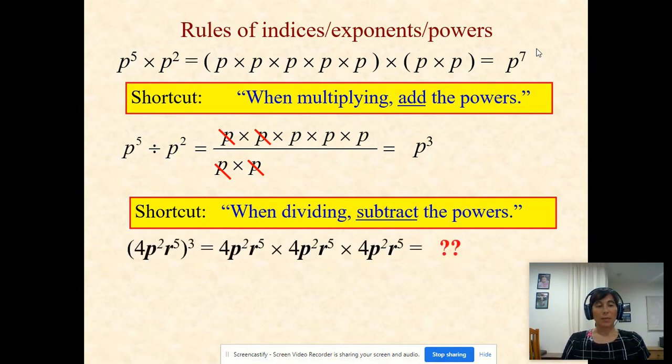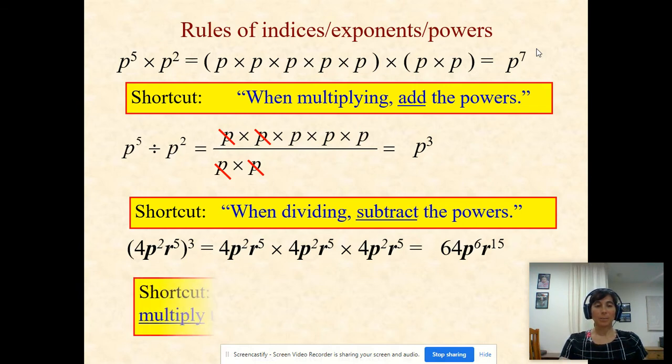Next example, 4P squared r to the power of 5, all cubed. So the all cubed means that what's inside the brackets is multiplied by itself 3 times. And then we look to simplify. So 4 times 4 times 4, we get ourselves the 64. P squared times P squared times P squared gives us P to the power of 6. And r to the power of 5 times r to the power of 5 times r to the power of 5 would be r to the power of 15.